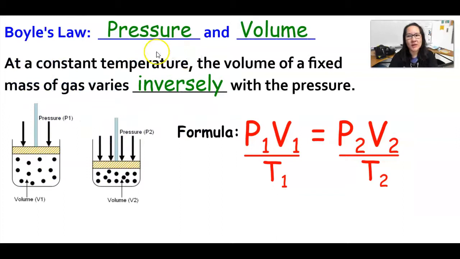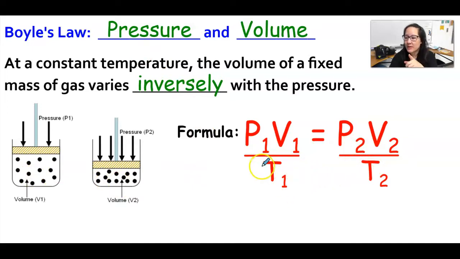So, Boyle's law is a relationship between pressure and volume. At constant temperature, which means temperature is not a factor, volume and pressure are inversely related. They do the opposite of one another. So as you take the pressure and you increase it, it's going to cause the volume to decrease, do the opposite.